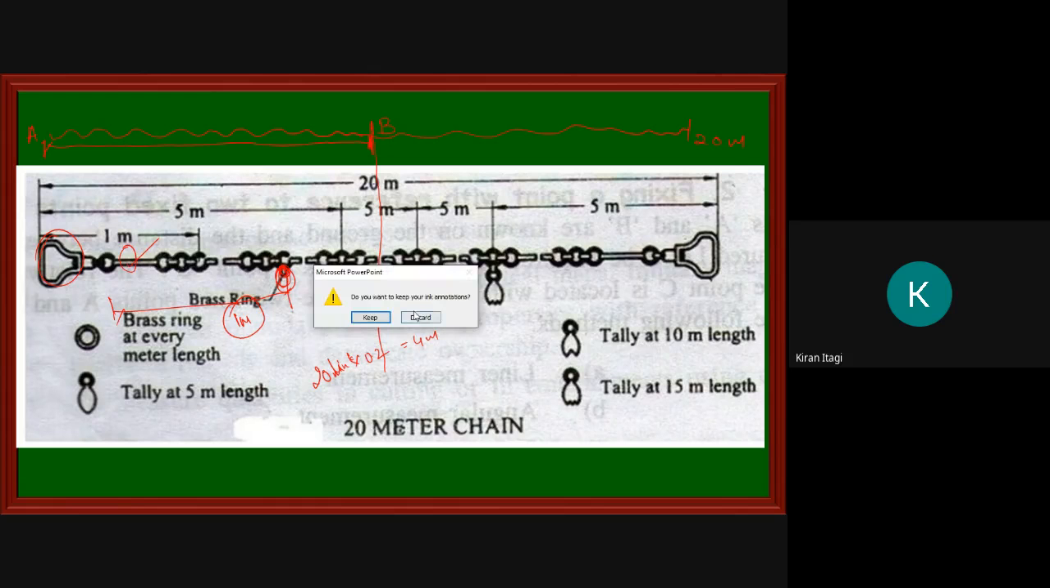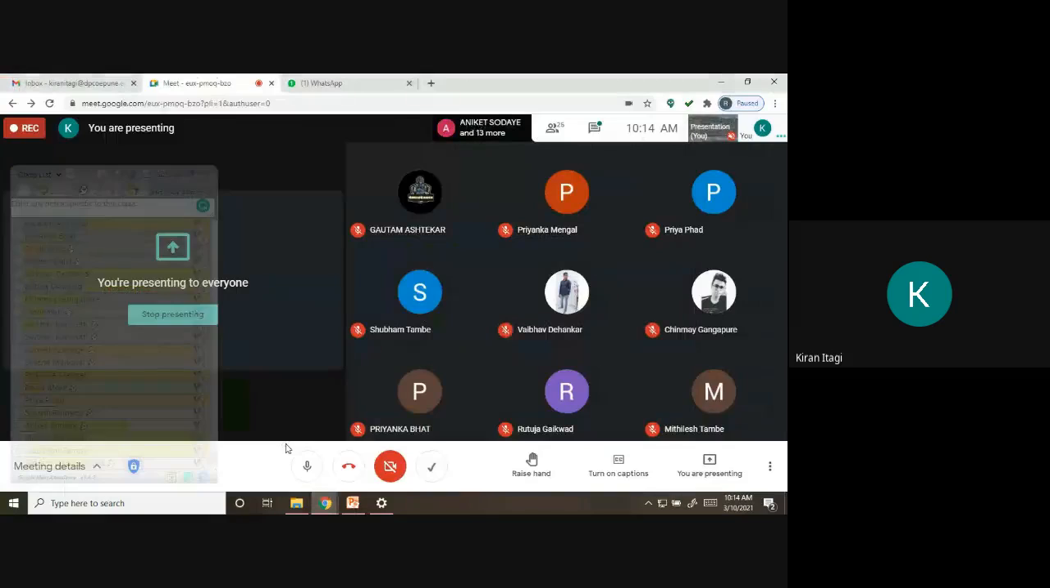Who has unmuted your mic? Don't unmute your mic.